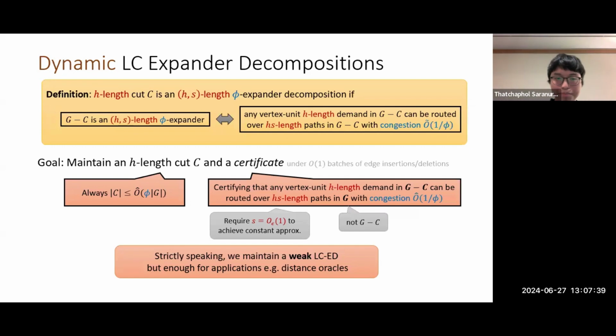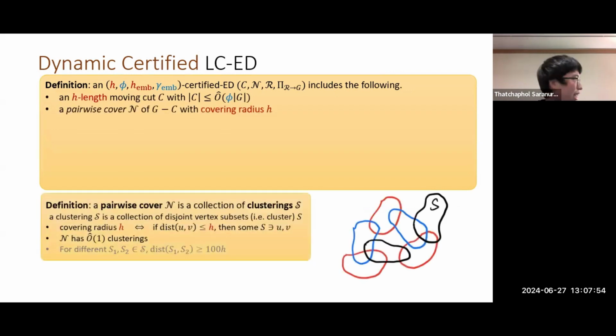Okay, and before we move on, let's recap the formal definition of the certificate of expander decomposition. So it includes a cut with small size and a pairwise cover of the graph G minus C. Pairwise cover is just something similar to neighborhood cover, but with some weaker guarantee. I'm not going to explain it here. Basically, it doesn't guarantee that each neighborhood will be covered by a cluster, but we only guarantee that each pair of close vertices will be covered by a cluster.